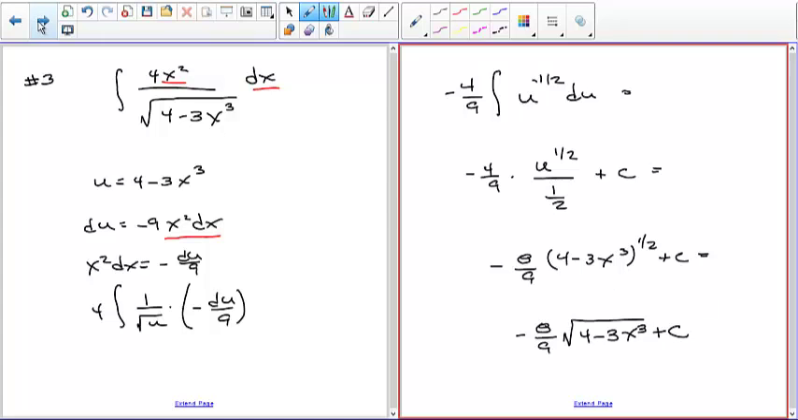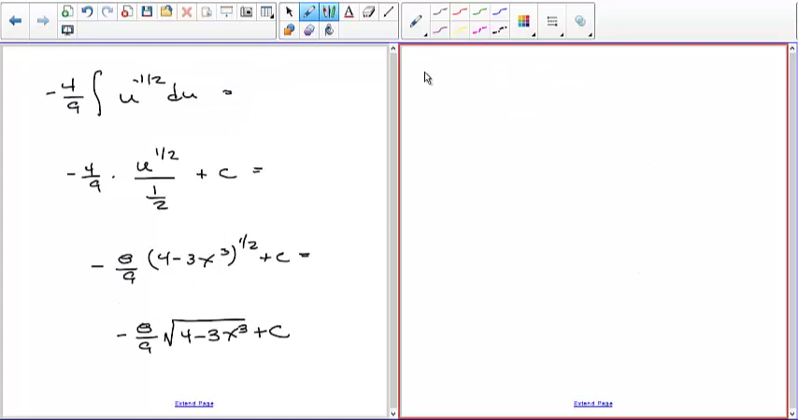Okay, so that's the answer. Number 4, we have the integral of the cosine of negative 3x. So yes, the integral of the cosine is the sine, but we don't just have x. The formula in the book says the integral of the cosine of u du. Well, u is not x, so it's not just the sine of u plus c. We have to use u substitution.